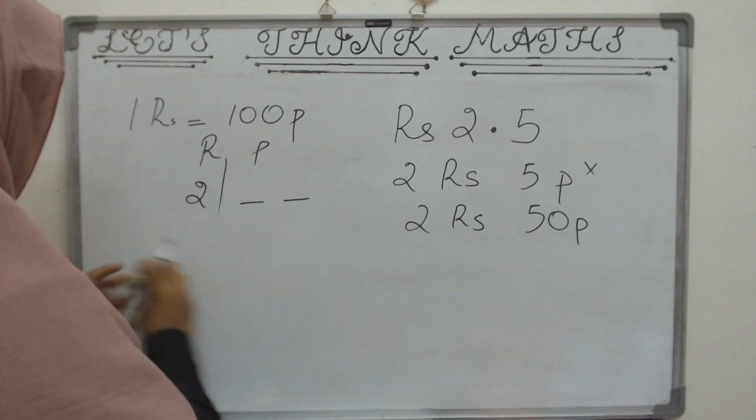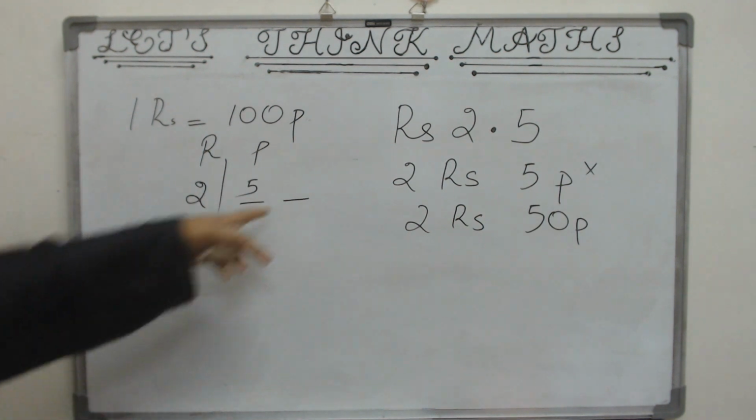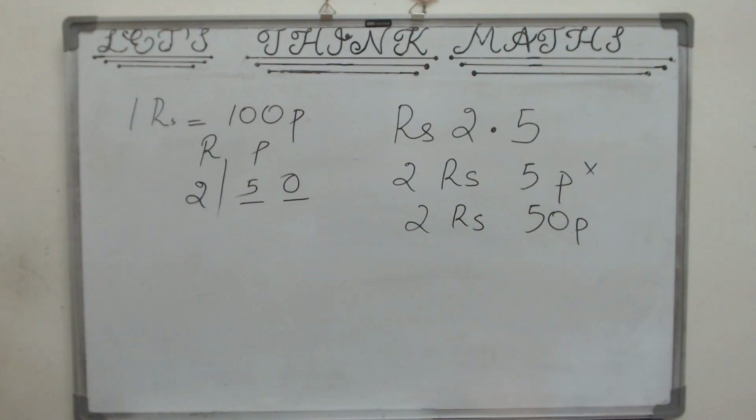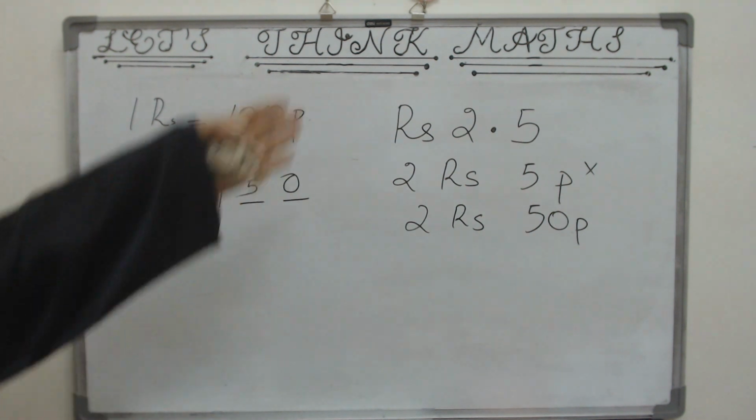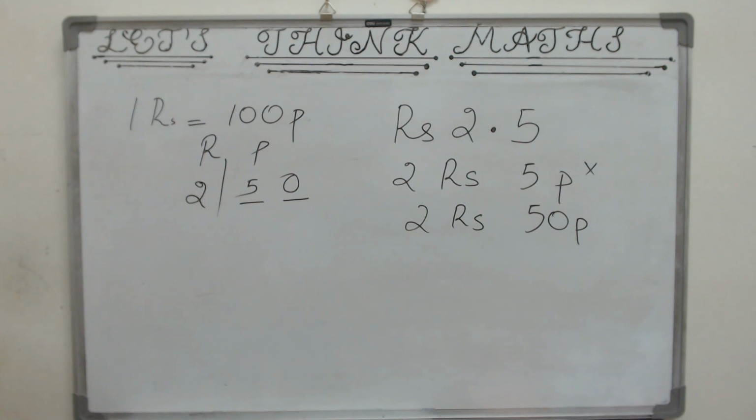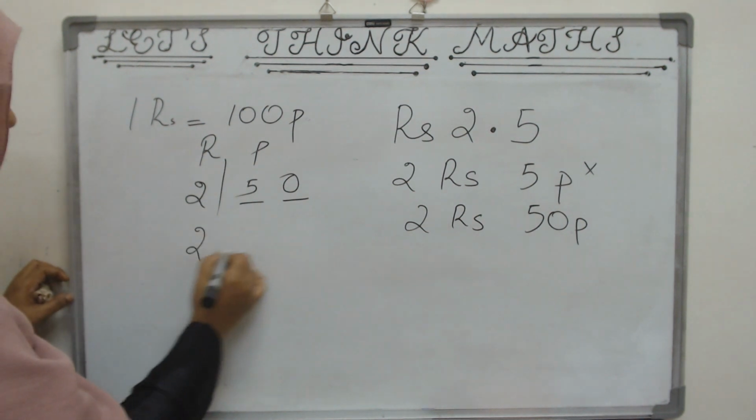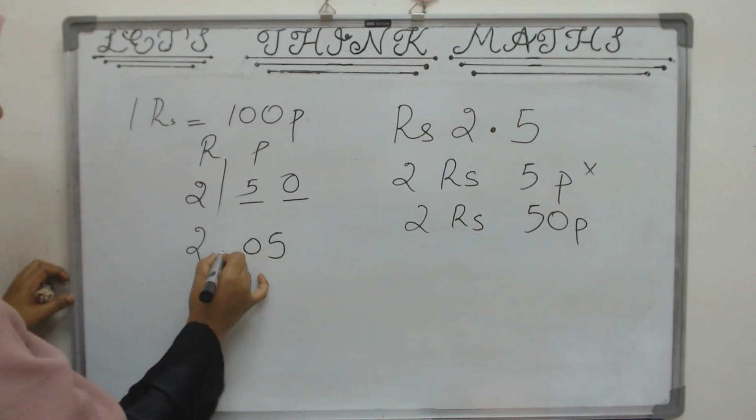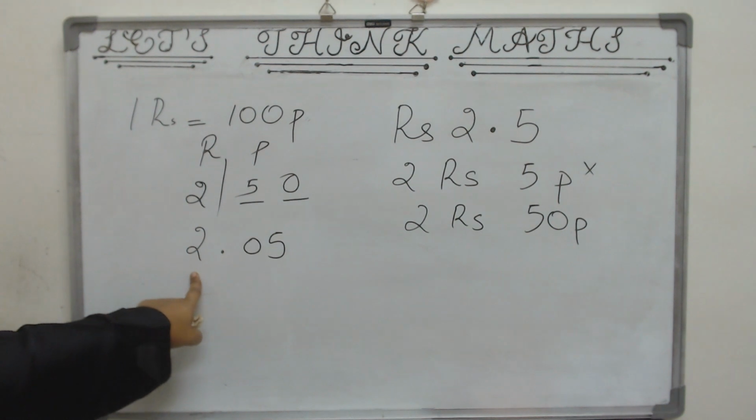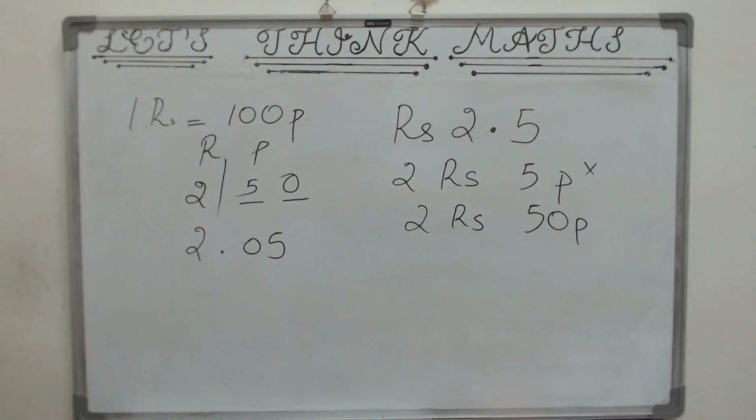So what does this actually mean? There is nothing here. That means there is actually a 0. You have just not bothered to write it. So 2.5 is actually 2 rupees 50 paisa. Then the question arises, how do you write 5 paisa then? There. This is how it is written. 2 rupees 5 paisa is this. 2 rupees 50 paisa is this.